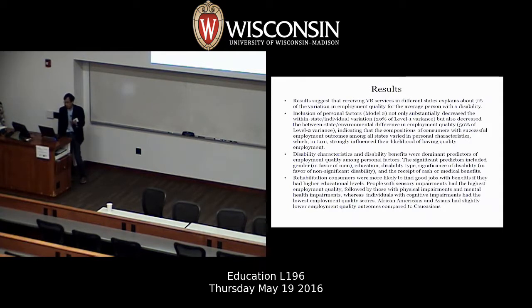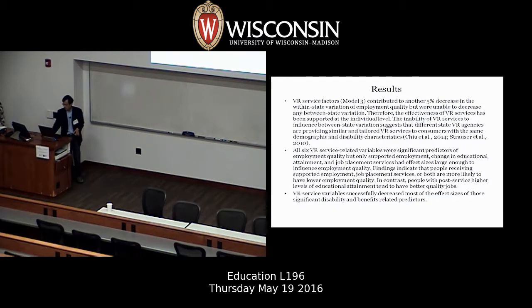And then rehab consumers were more likely to find good jobs with benefits if they have higher education. So at closure, if they have high educational attainment, they make more money. That's common sense, but at least we have data to tell you that. People who have sensory impairments make more money than those with physical disability, mental health impairments, and then cognitive impairments. And African Americans and Asians have lower employment quality compared to whites, okay?